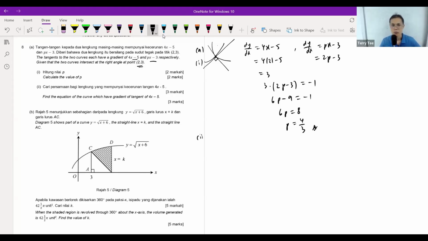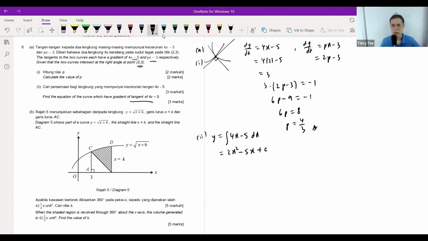So for Roman 2, you're supposed to find the equation of the curve when the tangent has a gradient of 4x minus 5. So to find the equation of the curve, you're going to integrate your dy/dx, which is 4x minus 5. This is going to give us x power 2. 4 divided by 2, I write 2 straight away. Integrate 5, you get 5x plus c.